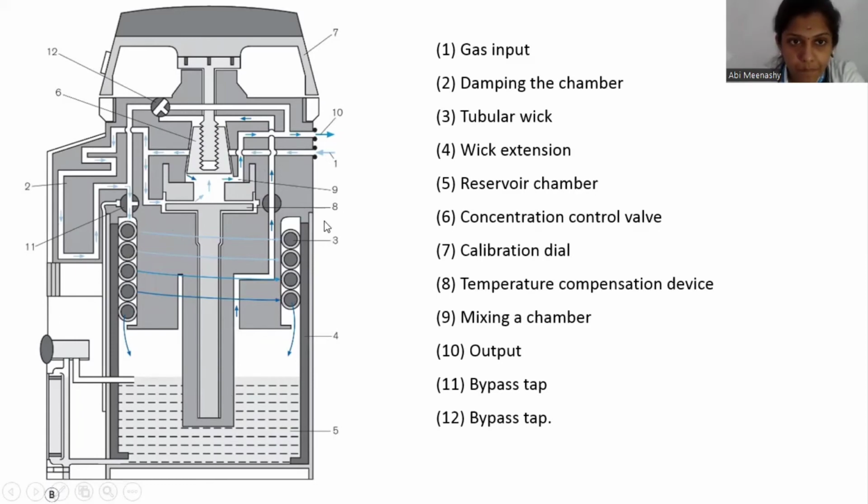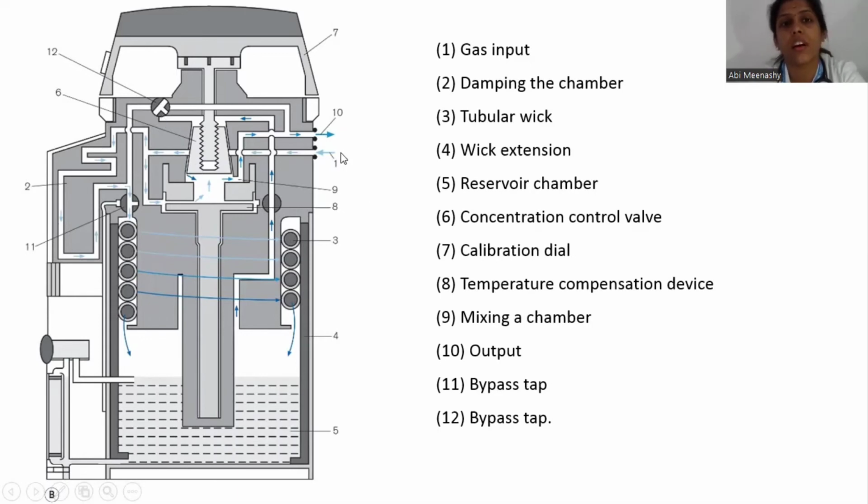Okay. 8 is your temperature compensation device. This is your bimetallic rod. 9 is your mixing chamber, where vaporizing chamber and the bypass chamber gases mix. 10 is the output. 11 is the bypass tap. 12 is again a bypass tap, where you can close or open it into a vaporizing chamber.